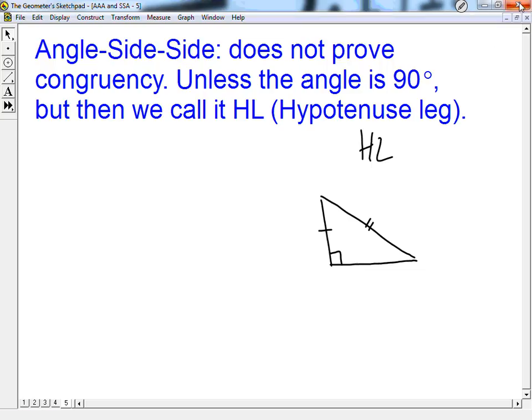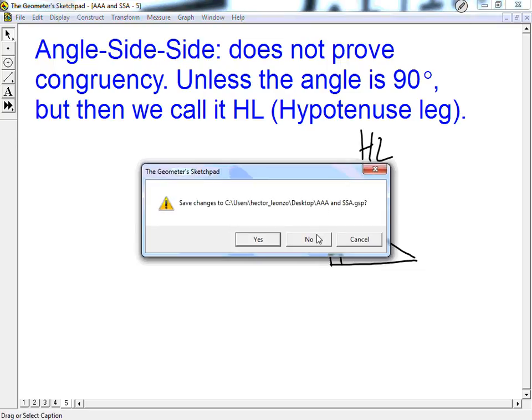Any questions? So we've got to write it out later. Angle-side-side doesn't work unless it's 90 degrees. But then we call it HL. We don't call it angle-side-side, we call it HL. So you put HL. Yes, put HL because it works only if it's 90 degrees. Don't call it angle-side-side. Angle-side-side doesn't work. All right, any questions?